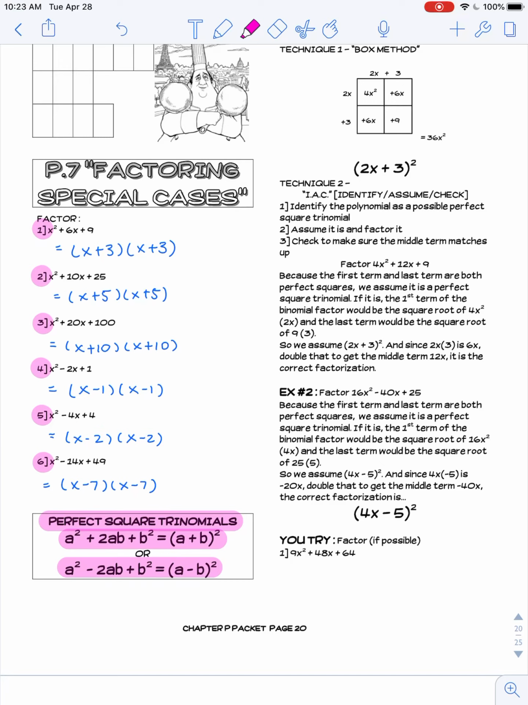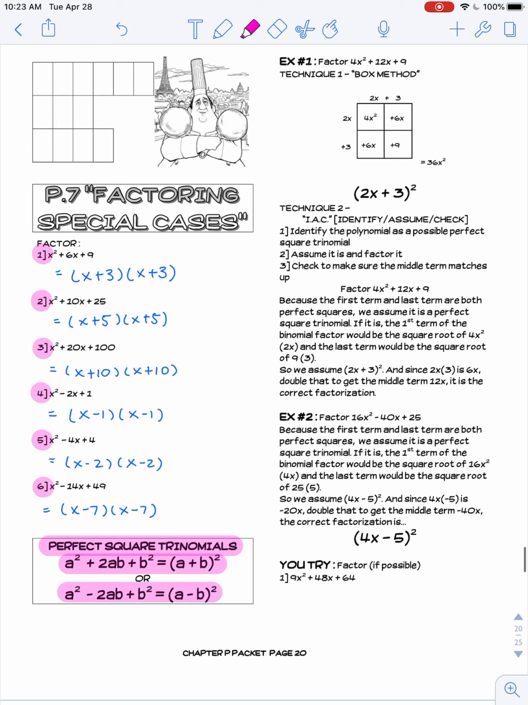Okay, so we're going to look at how we can find these factors using this formula. This formula here is a shortcut for us, for these special cases. So let's look at example 1. This is an example of a perfect square trinomial. It says factor 4x squared plus 12x plus 9. I'm going to zoom in here.